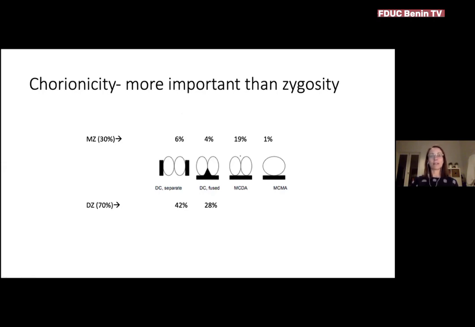So we see a higher proportion of monozygotic twins within our overall twin population than you would. And obviously all dizygotic twins end up being dichorionic, and some of them will have a fused placenta, which is why it's not always possible to determine chorionicity based on the number of placentas. Whereas monozygotic twins can divide early and have 2 placentas, so be dichorionic, but a majority of them are monochorionic, and then a very small proportion are not just monochorionic, but also monoamniotic.